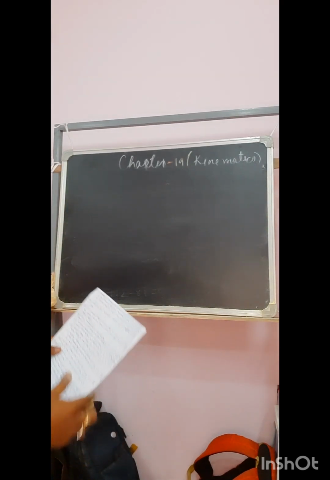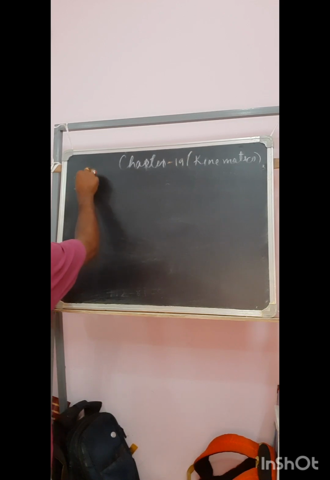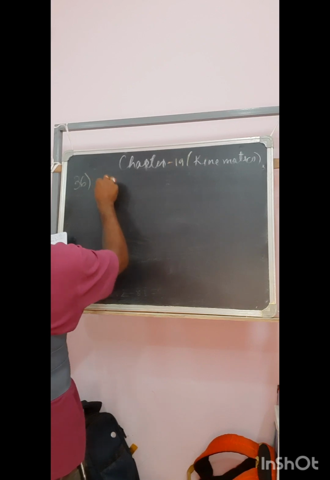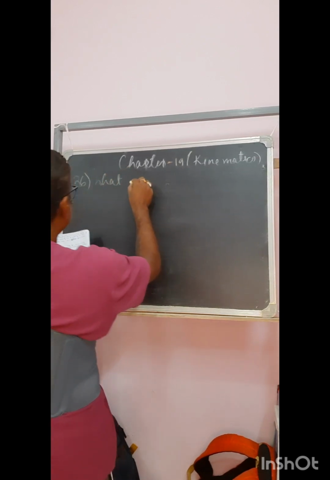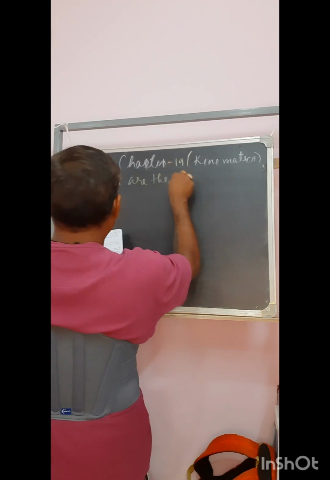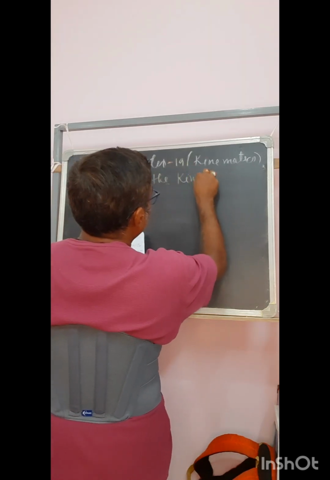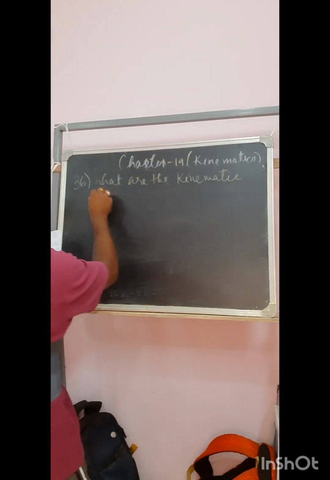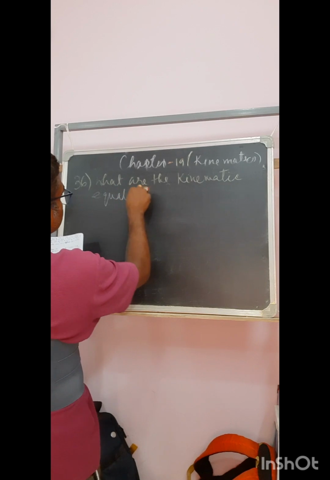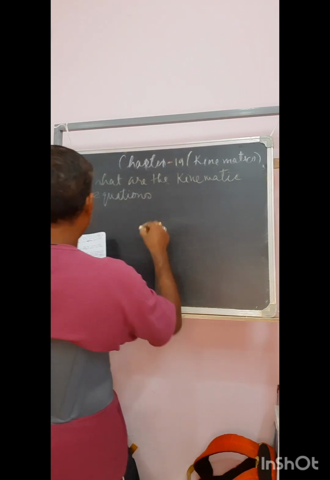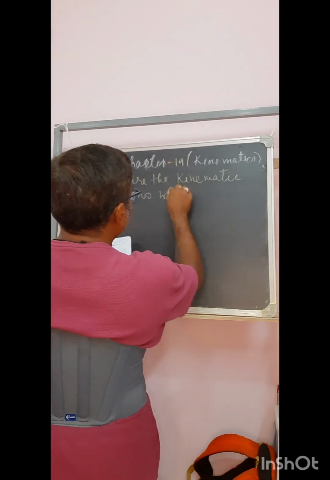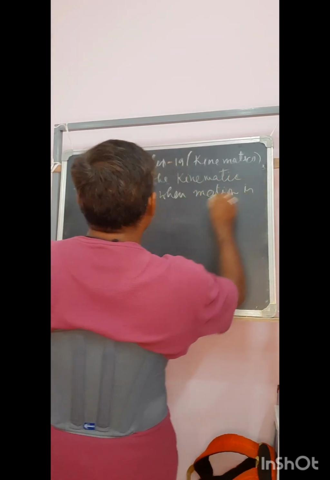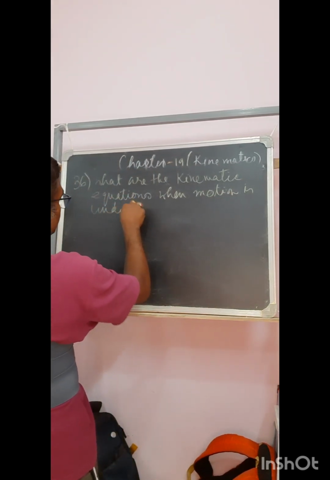Okay. So moving to 36, this is not a problem, rather it asks: what are the kinematic equations when motion is under gravity?